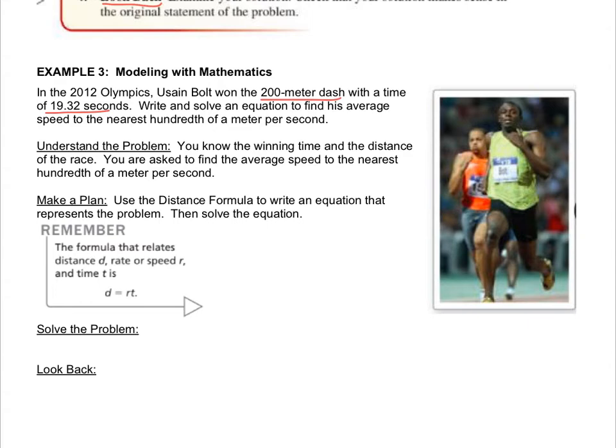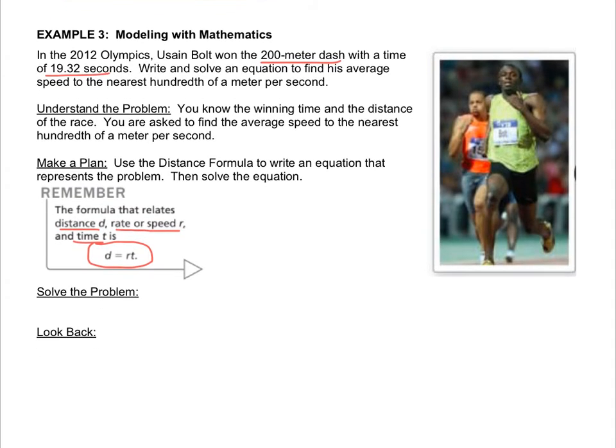So they give us the plan also, and they tell us this formula. You might have seen it in science. D equals RT. D stands for distance, R stands for the rate or the speed, and T is time. So let's solve this problem. They kind of gave it all to us.